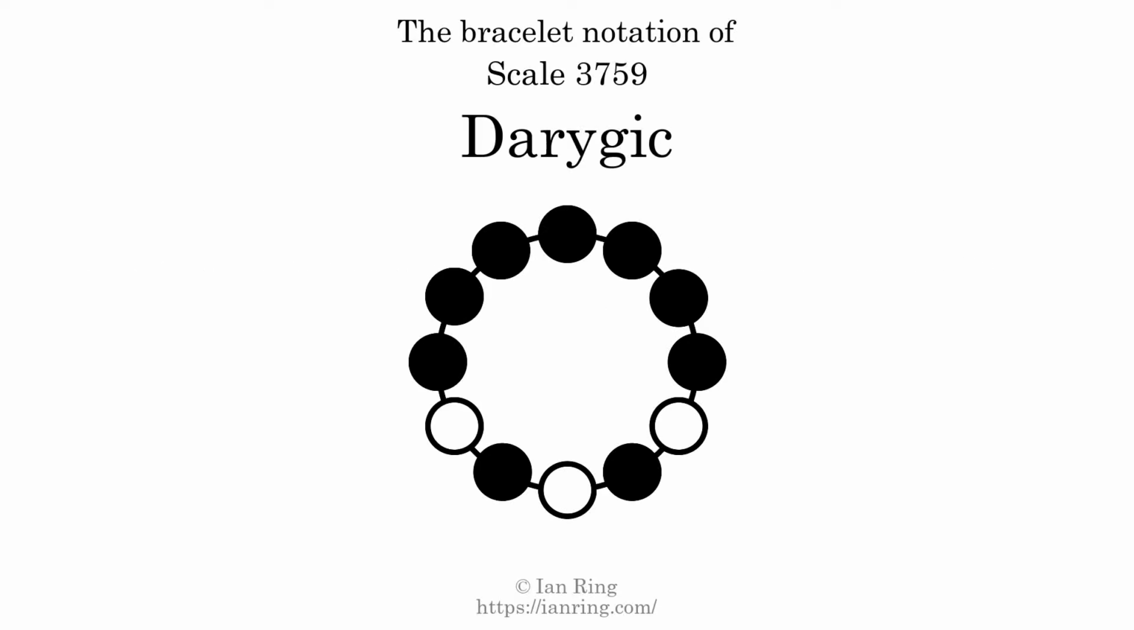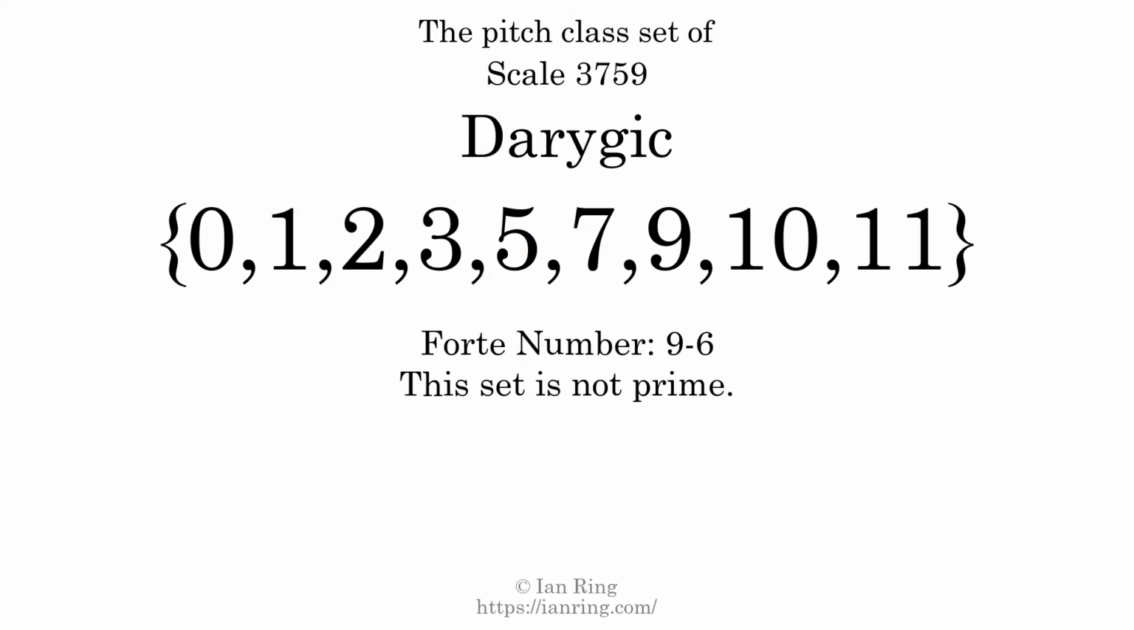This is a bracelet notation diagram of scale 3759. The shaded circles represent tones that appear in the scale, and they are read clockwise, starting at the top. The pitch class set for this scale is 0, 1, 2, 3, 5, 7, 9, 10, 11. The fault class is 9, 6. This set is not prime.